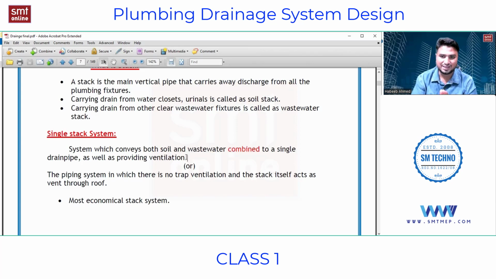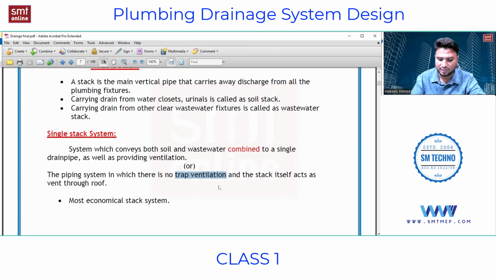So this is a single stack. Okay. So the piping system in which there is no trap ventilation and the stack itself acts as a vent through the roof. Now, what do you mean by trap ventilation? It is directing you towards the ventilation respectively or individually to the fixtures. It has not been done.